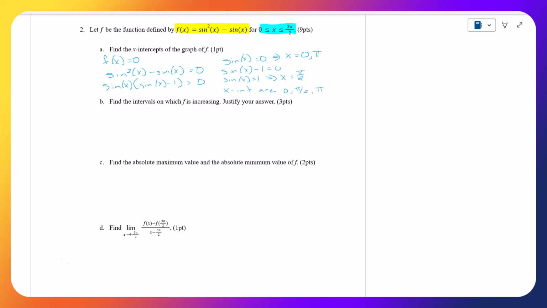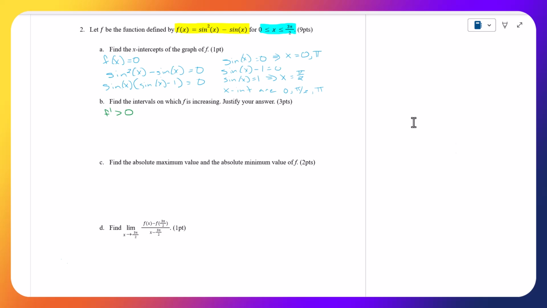Now we need to find intervals where f is increasing. Well, f is increasing when f prime is positive, when f prime is greater than 0. So what do we need to do first? Well, we need to find f prime.